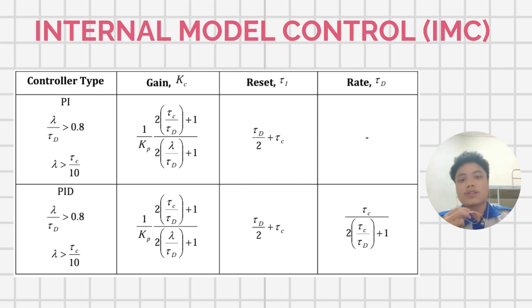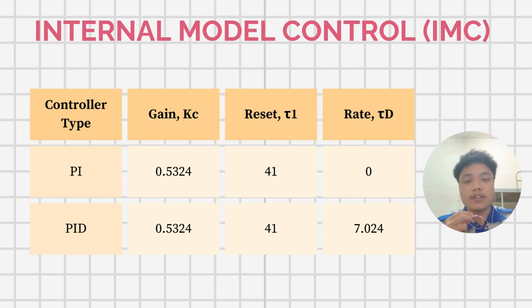I'll be explaining the results for internal model control, also known as IMC. This table shows the equations that are used to calculate the gain, reset, and rate for the PI and PID controllers. This table here shows the results that were obtained from the calculation for the gain, reset, and rate for PI and PID controllers in IMC.